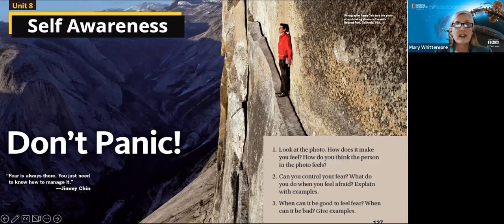The first question asks them to take a look at the photo and how they feel when they look at the photo. So this gives students an opportunity to identify their emotions and discuss them. So self-awareness. So now how about you? How do you feel when you look at this photo?